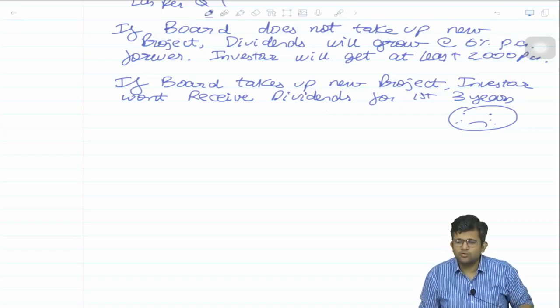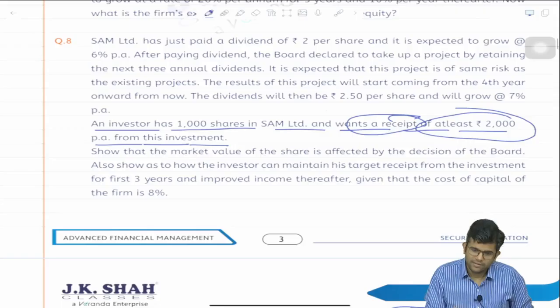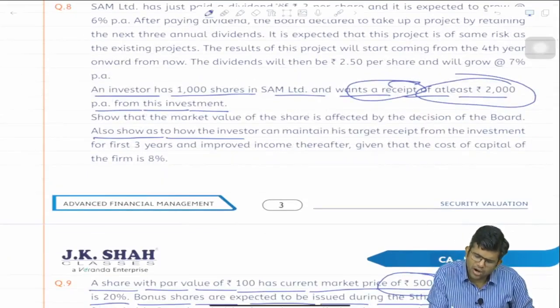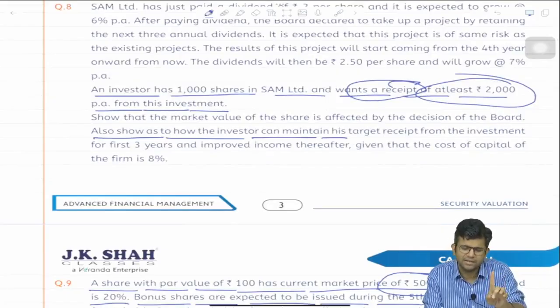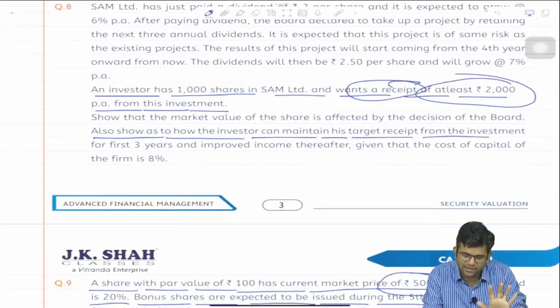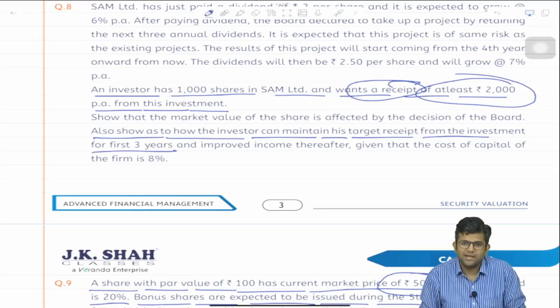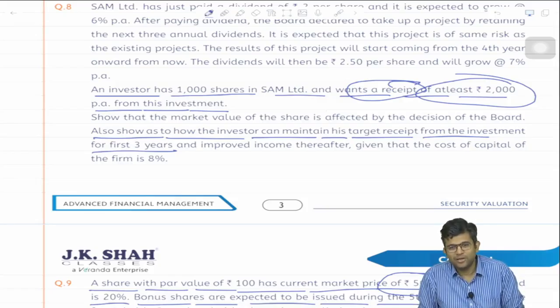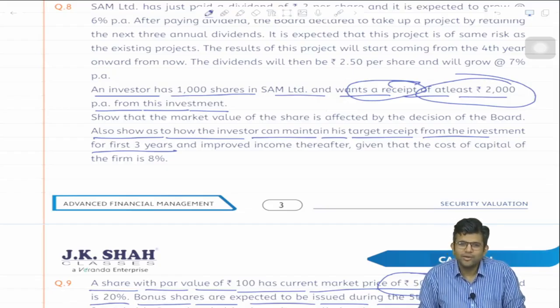So then what to do, students? If they are asking you a question, they are saying, show how the investor can maintain his target receipt for the first 3 years. How will he be able to maintain everything? You have to keep giving gifts, no? How to now give gifts? You will say, sir, nothing to worry, I will convince her, no gift required. No, that is not an option. Hello, you have to give gift.